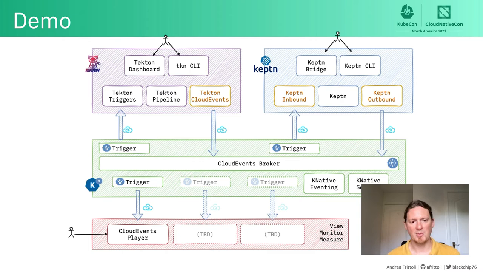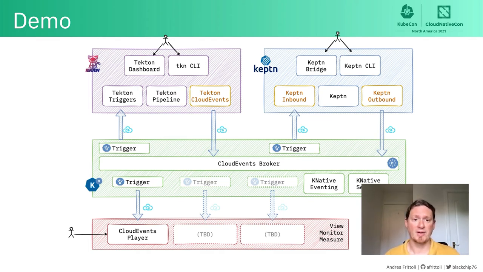So the flow of the demo goes like this. We run the build of our application in Tekton, which sends an event about it when the build is finished. And this event is sent then to the broker and received by Keptn. Keptn decides then to start a sequence. There is a new package that has been produced, a new artifact that has been produced, so we want to deploy it. So it starts a deployment sequence and it sends events about this.